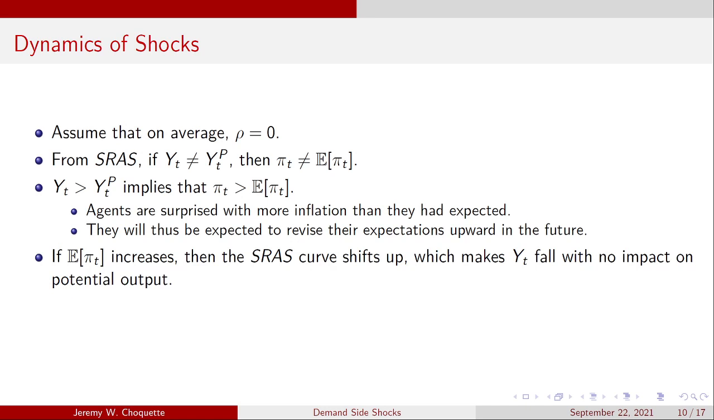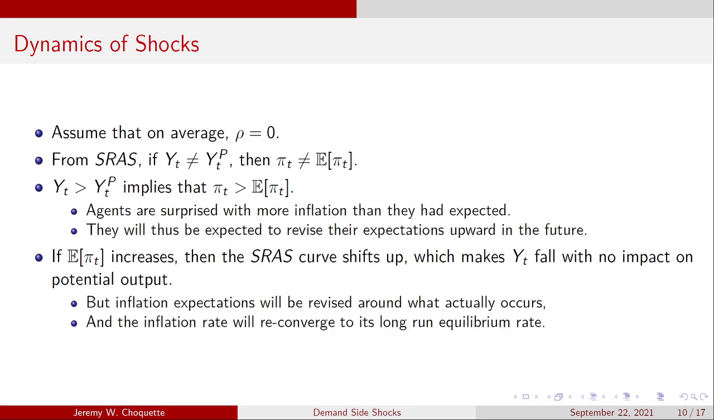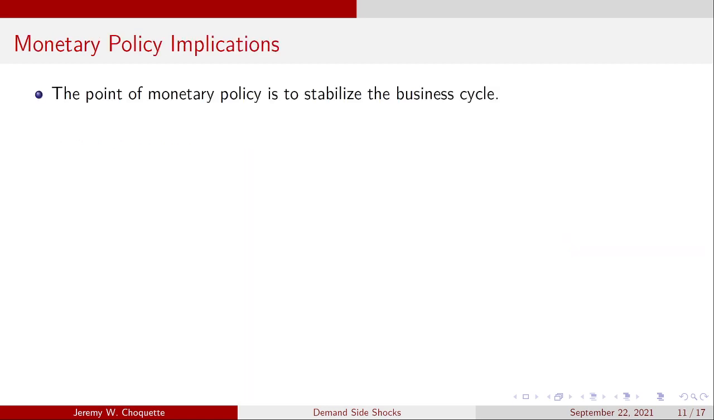Now, if expected inflation increases, then the short-run aggregate supply curve shifts up, which makes output fall with no impact on potential output. Inflation expectations get revised, and what ends up actually occurring is the inflation rate will reconverge to its original long-run equilibrium rate of inflation.